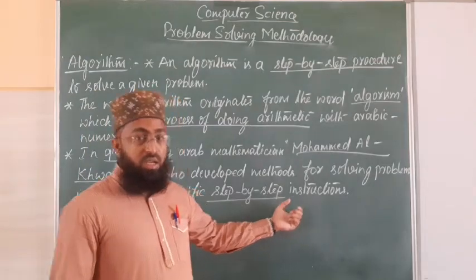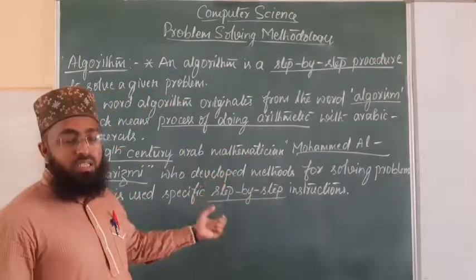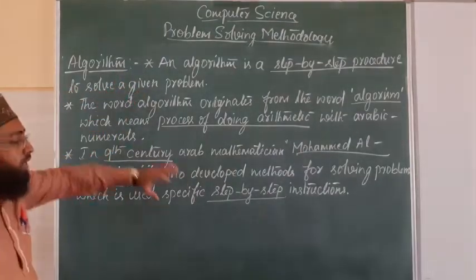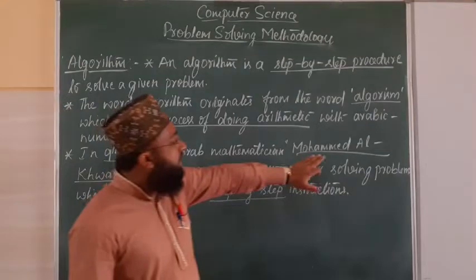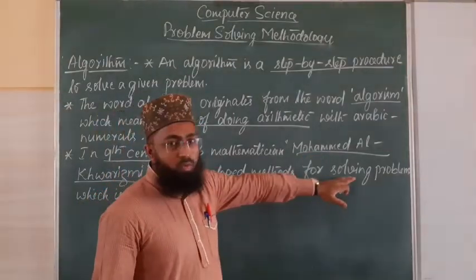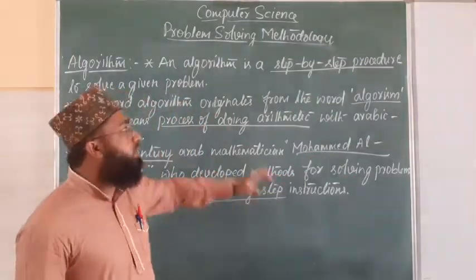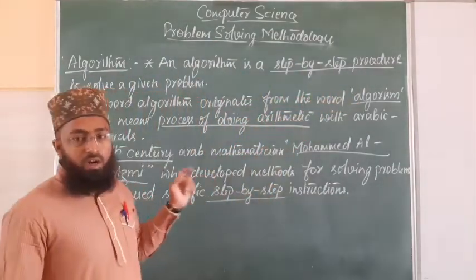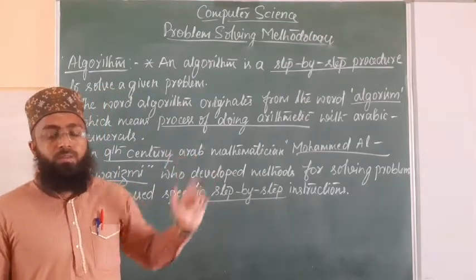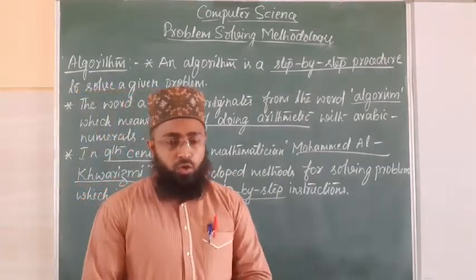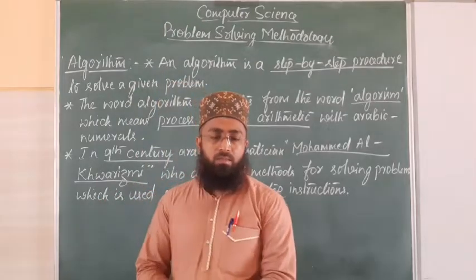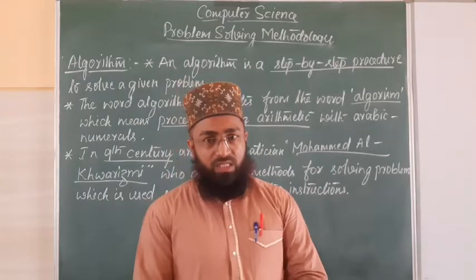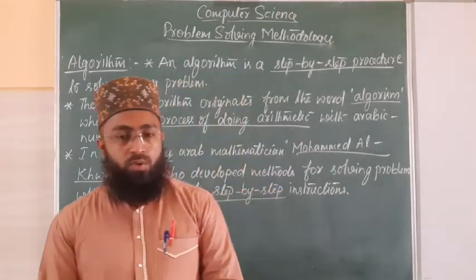It means that Muhammad al-Khwarizmi introduced the algorithm. He is the person who introduced it because he gave a method of solving problems which includes step-by-step instructions, and an algorithm is also a step-by-step procedure. So by this we have understood that the algorithm was introduced by a person named Muhammad al-Khwarizmi. So with this we are going to stop today's class.